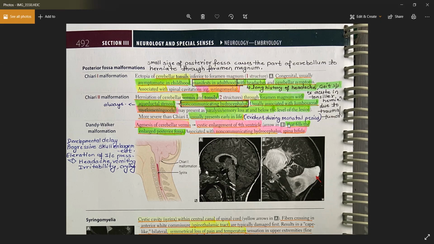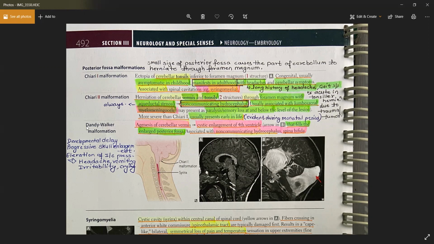On the CT and MRI, you will see the herniation of the brain. That's how you know the patient is having a Chiari 2 malformation, right? So if you encounter a patient with headache in late adulthood, that means a type 1. If you encounter a neonate or a very early child, that means it is a Chiari 2 malformation.